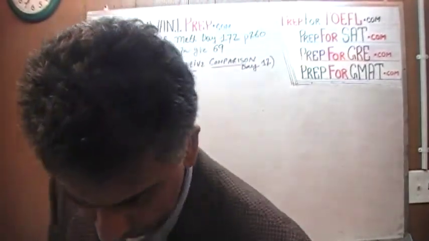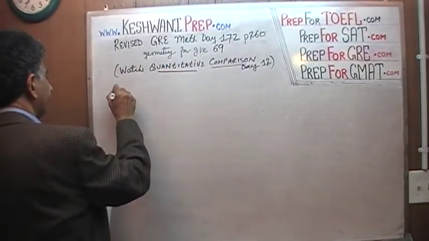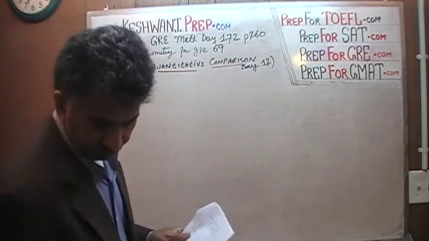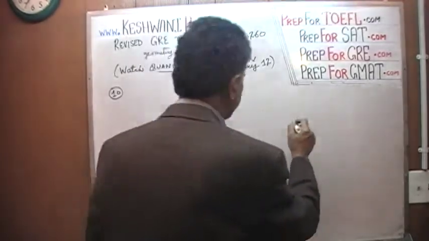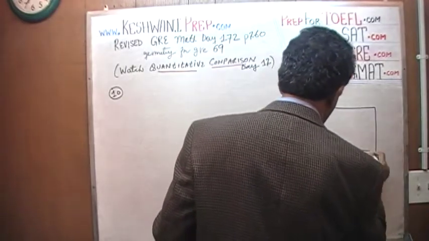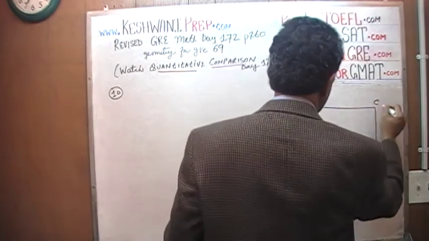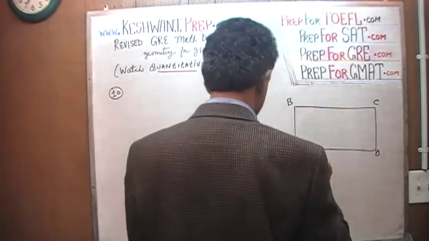Problem number 10 is what I'm going to do. They give you a picture here. Let's draw the picture. They give us a rectangle, A, B, C, and D.